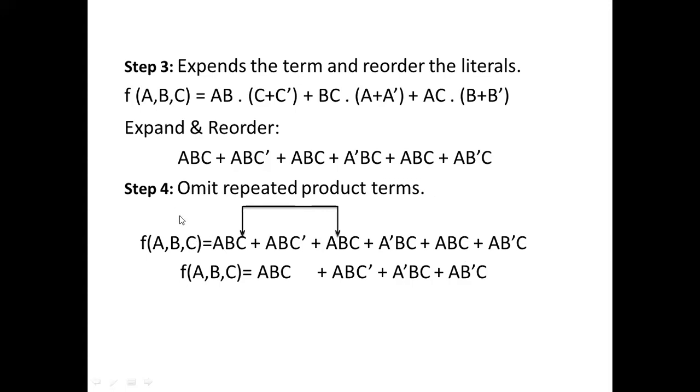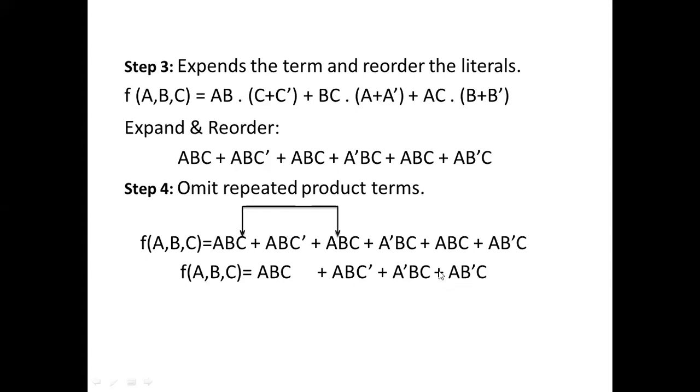Is there any repeated term given? Yes, ma'am, no, only the ABC term. Only ABC and ABC. No other repeated form is given in front of you. So we have to reduce the twice repeated product term. Instead of writing it twice, I'll write it only once: ABC plus ABC bar plus A bar BC plus A bar C.